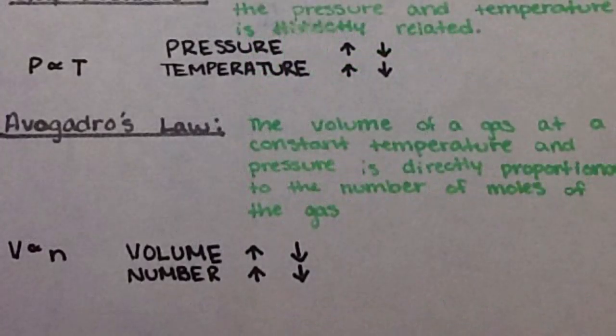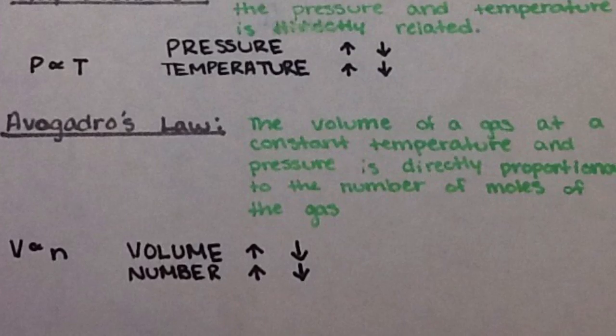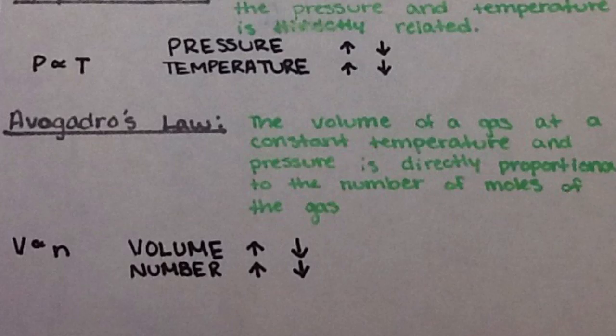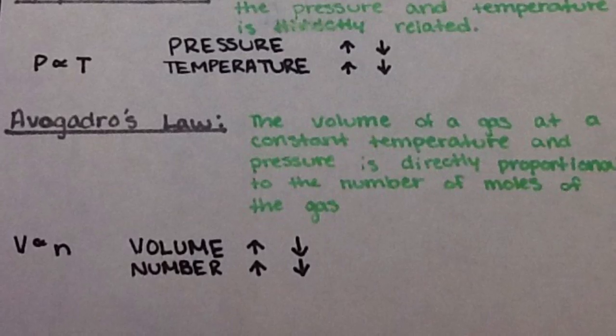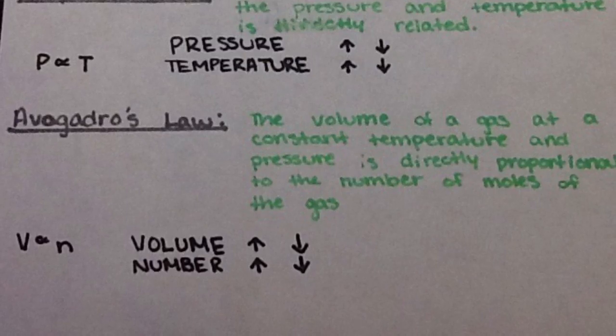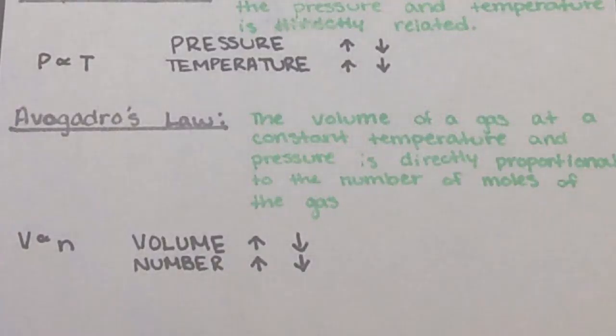In Avogadro's law, the volume of a gas at a constant temperature and pressure is directly proportional to the number of moles of gas. So as the volume goes up, the number of moles will go up, or as the volume goes down, the number of moles will go down.